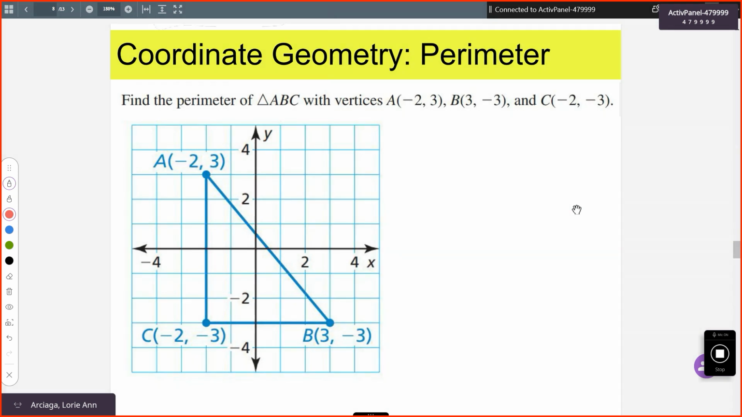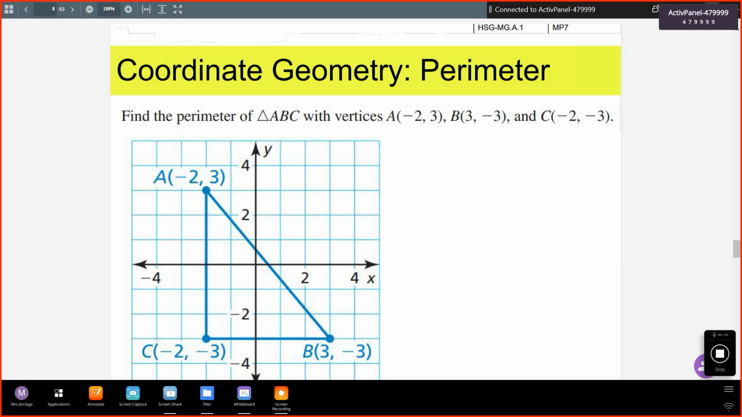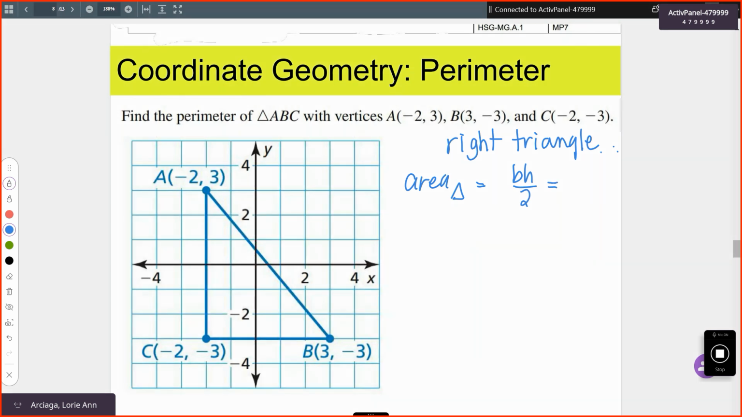A triangle. What kind of triangle? A right triangle. Very good. So this is a right triangle. And what do we say was the area of a right triangle again? 180? That's for the angles. What's the area of a right triangle? Base times height divided by 2. Okay, this is an easier problem than the perimeter. Let's do this first and then go back to the perimeter.